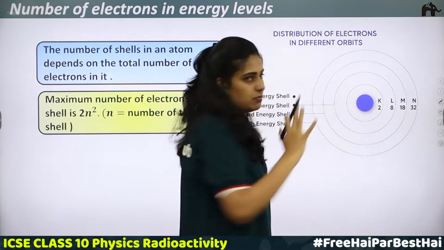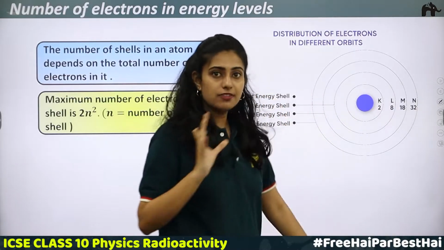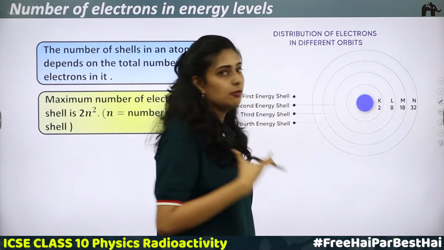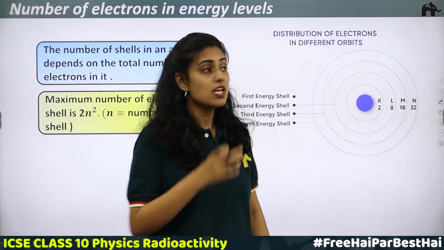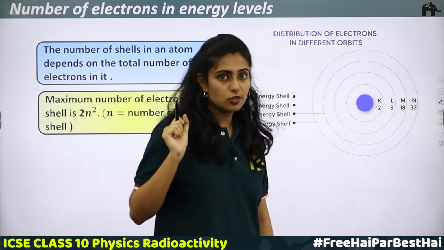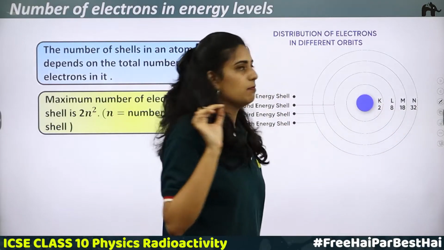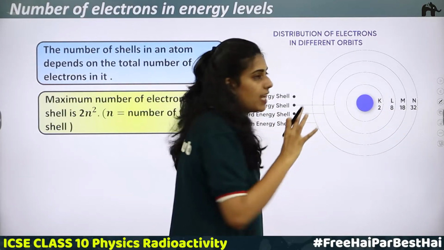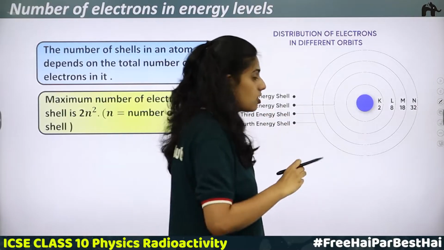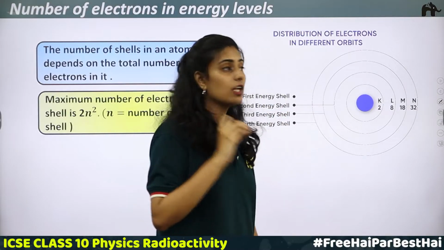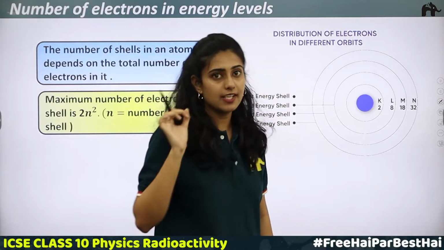There are different atoms for different elements. We know hydrogen, helium, lithium, beryllium. There are different elements, so the atoms of different elements will also be different. In these atoms, there will be a different number of shells. The number of shells can be calculated depending upon the electrons. Or if you know the number of shells, you can calculate how many electrons they can accommodate.